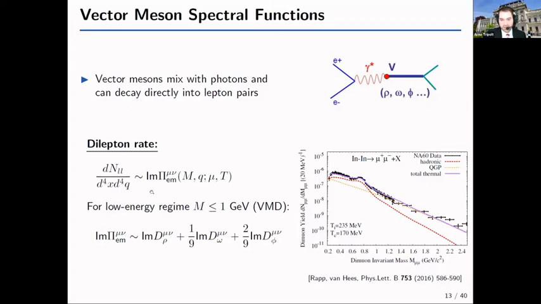And here you can see results from Ralf Rapp and Hendrik van Hees, which shows that indeed the experimental data, in this case from NA60, can be very well described by using an in-medium rho spectral function in combination with a suitable description of the space-time evolution of the collision process. So in the following, I will give you an overview of how we can compute such in-medium spectral functions in the context of chiral symmetry and how we can use them to calculate dilepton rates and even to identify phase transitions. So this brings me to our theoretical setup.